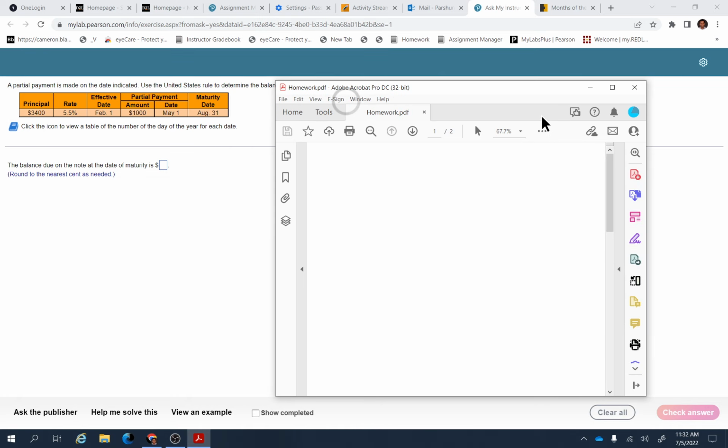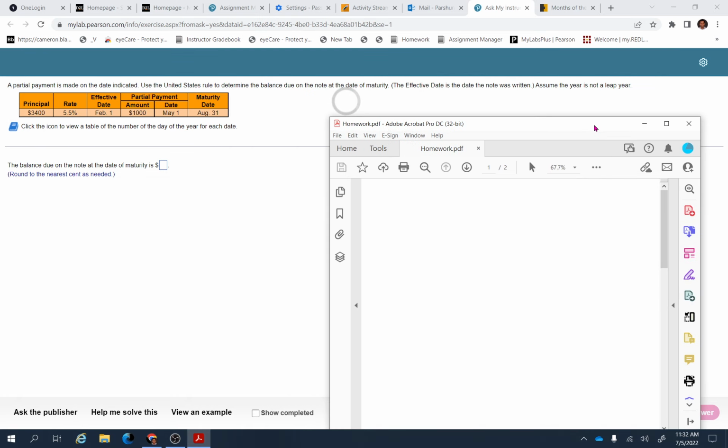simple interest formula is interest can be calculated by using I equal P times R times T.